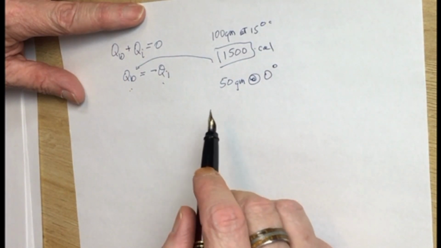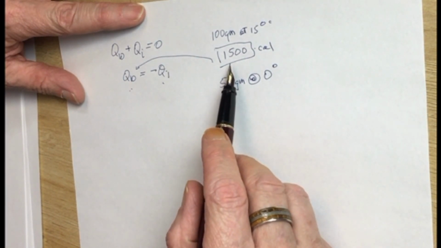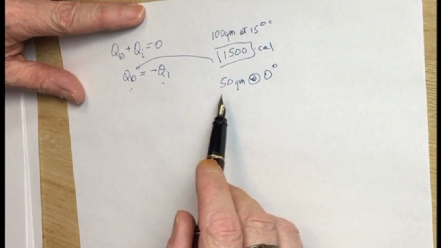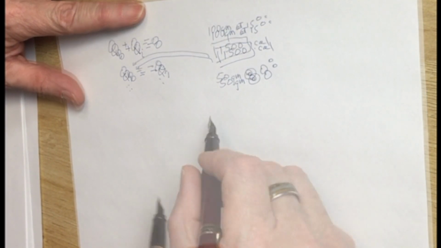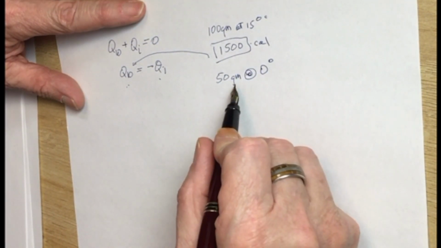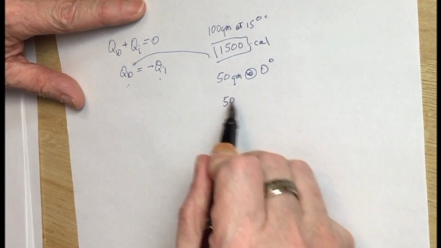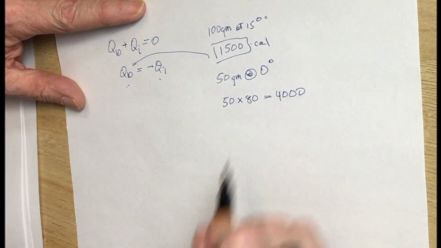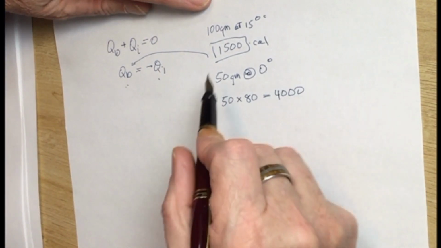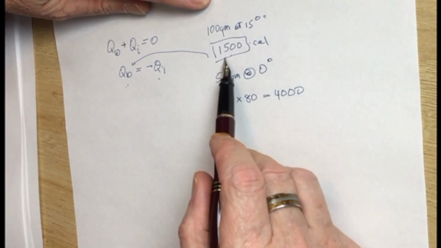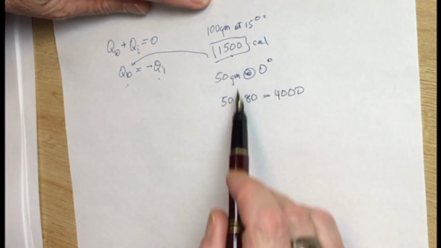The first question that we should ask ourselves is how much heat is required to melt 50 grams of ice? Well, we said that the melting heat of ice is 80 calories per gram. So that would be 50 times 80. That equals 4,000.